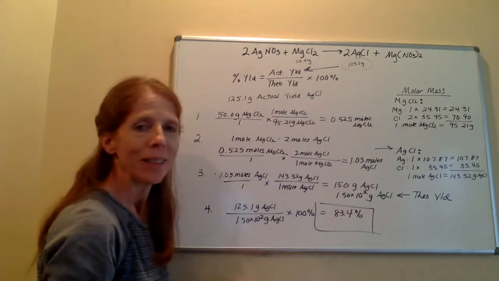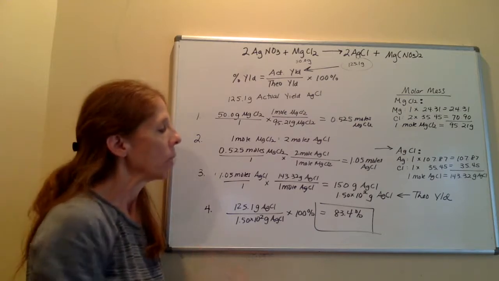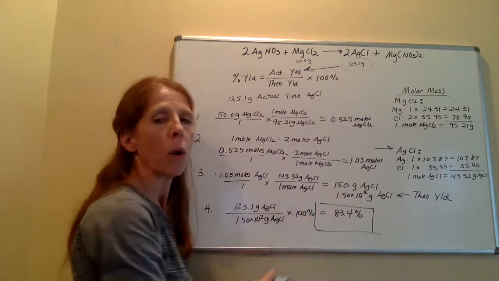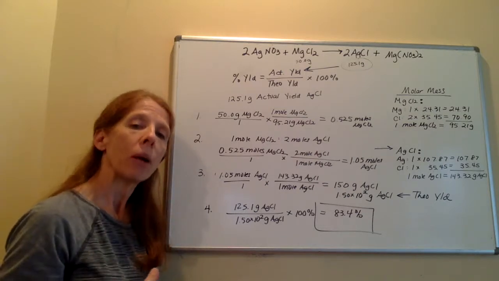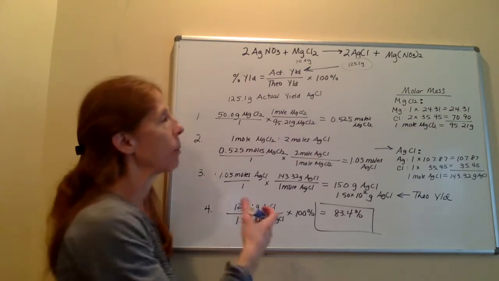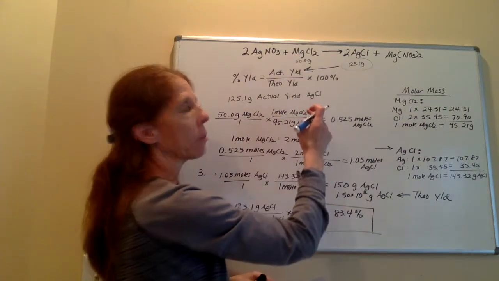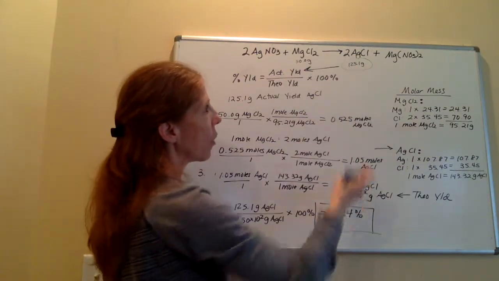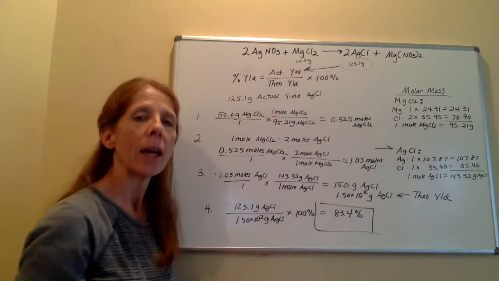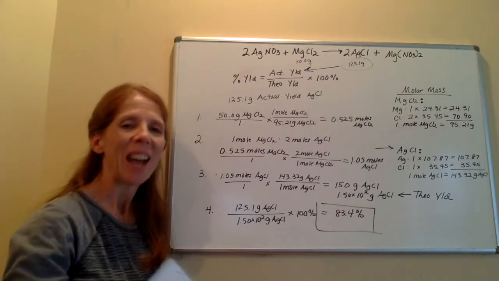What does that mean? That means that the process I used allowed me to have 83.4% of what I could have produced if all of my processes were perfect. From my initial reactant, if I was able to produce everything perfectly, I would have ended up with 150 grams. I got 125. That is 83% of what I could have yielded. So that is how percent yield works.